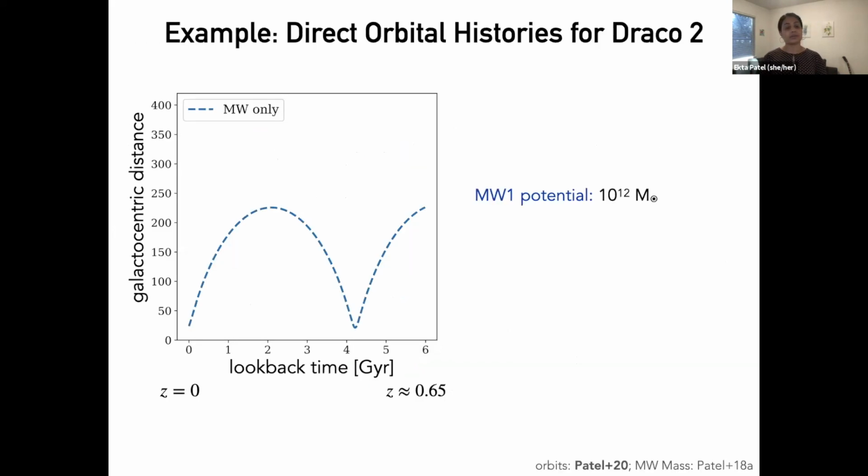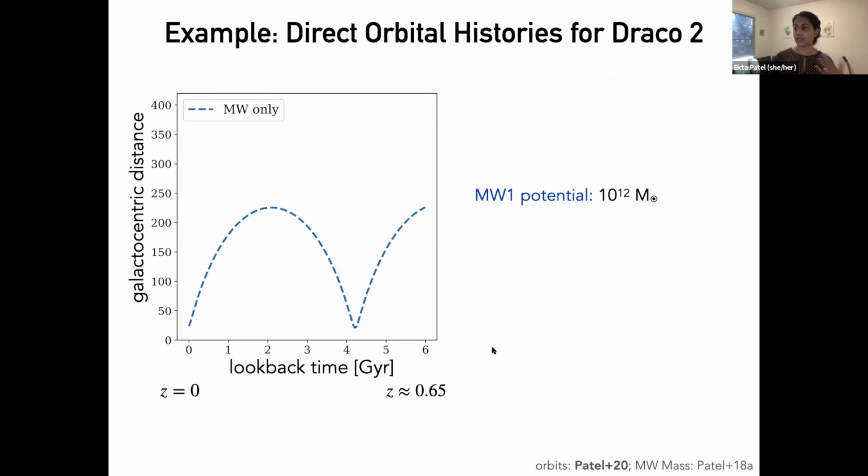So here's an example of what results from this orbital model. And this is one for the Draco 2 galaxy, which is one of the ultra-faint dwarfs. So again, I'm showing an orbit like I showed earlier, where you see look-back time on the x-axis and galactocentric distance on the y-axis. And this is the orbit that results for Draco 2 if you only include the gravitational influence of the Milky Way alone. And what I want to illustrate to you is that as you add in the LMC and the SMC's gravitational influence, you actually get quite different set of orbital histories.